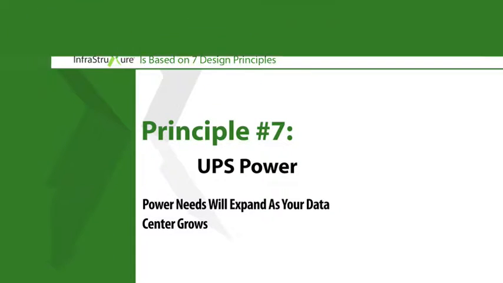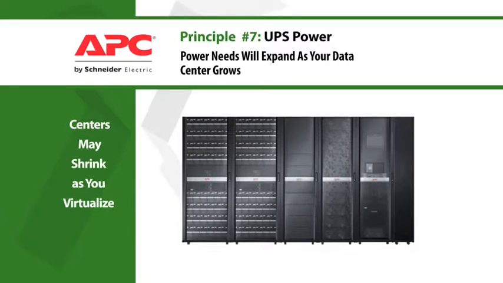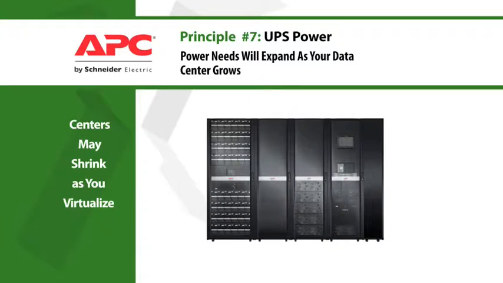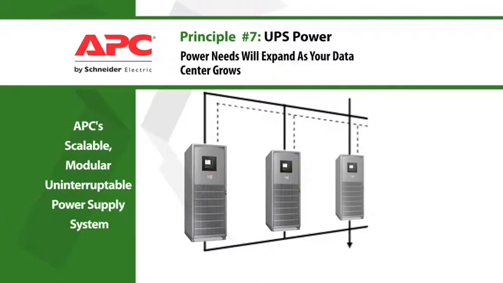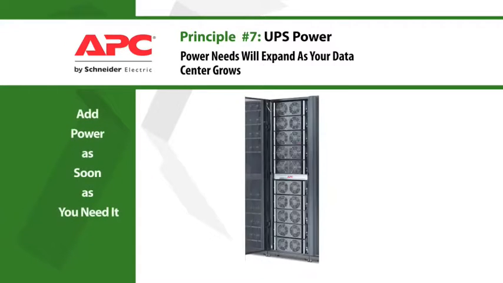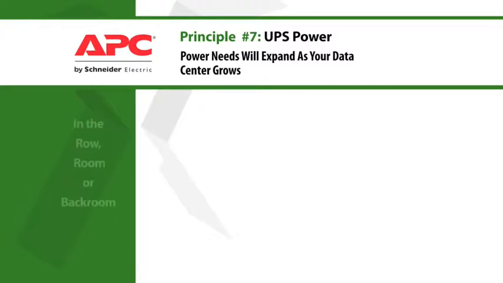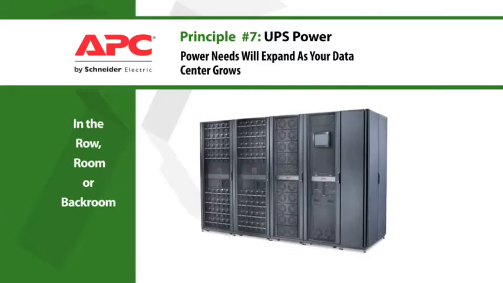Power needs will expand as your data center grows. As systems move towards virtualization, it is important for data centers to adapt both up and down. This is an old APC model, but with a new twist. With APC's UPS systems, you can easily scale down or scale up power and cooling capacity. Your data center can be using exactly as much power as it needs with no wasteful oversizing. So your center is as energy efficient as possible at all levels of demand.